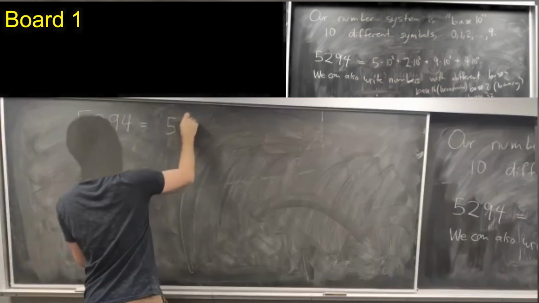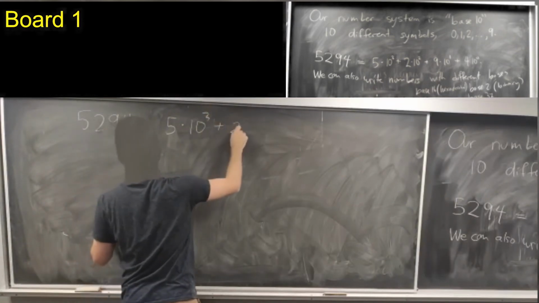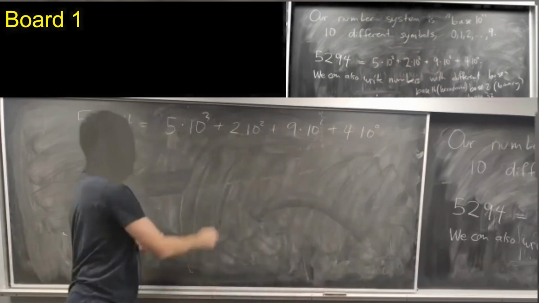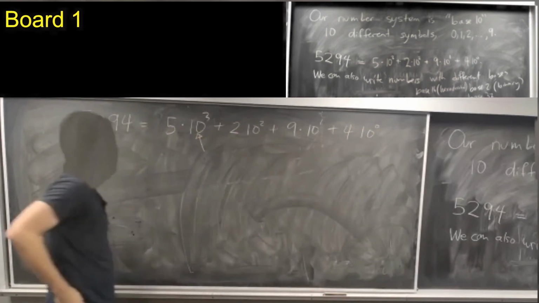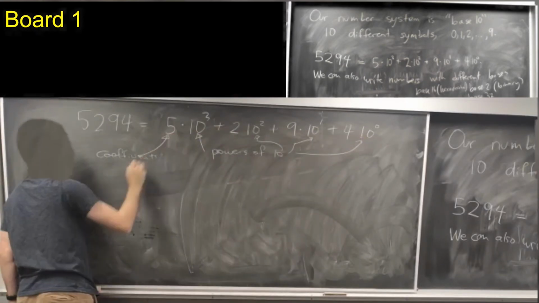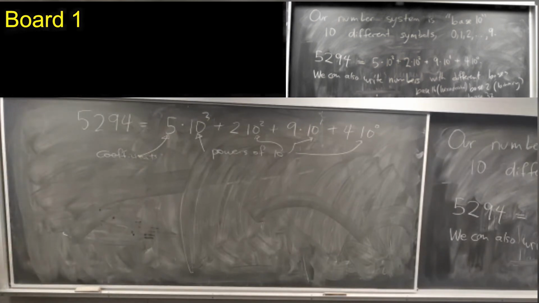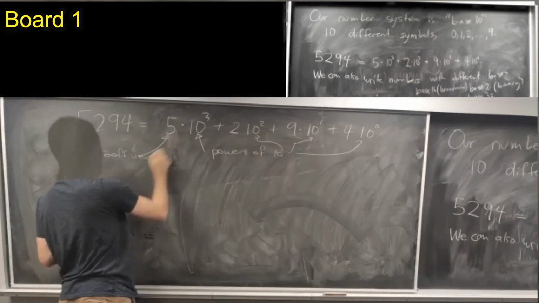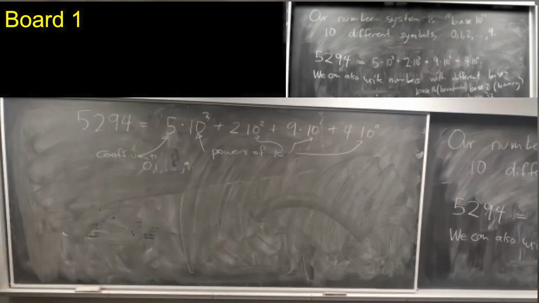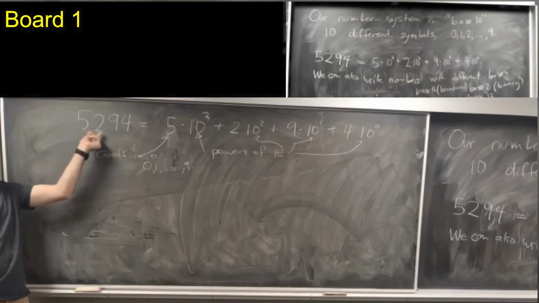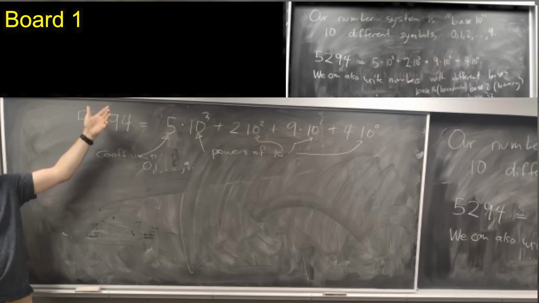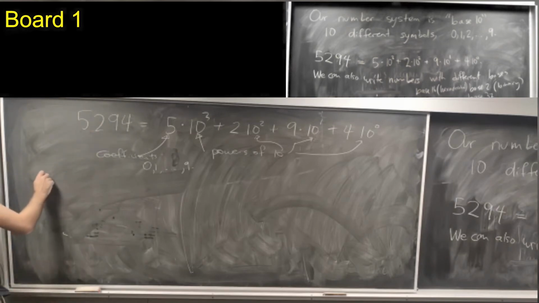So the point here is that when you write things in base 10, you've got powers of 10 with coefficients which are between 0 and 9, right? So the coefficients are always 0, 1, 2, up to 9. That's how you write a number. In each spot, you put a number which is 0, 1, 2, up to 9.